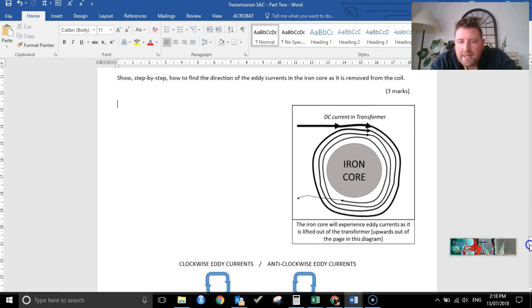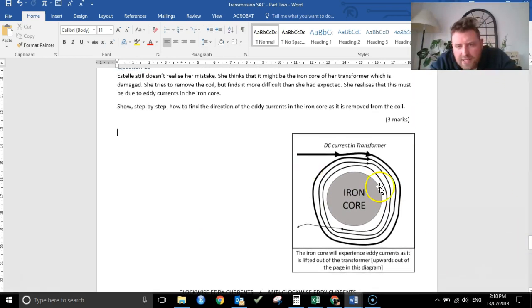Okay, so first off, we better work out what we've got here. We've got an area, and we've got a magnetic flux through it maybe, but I can't see any magnetic field lines on here. So we better work out what direction the magnetic flux is pointing. Okay, so let me do some dot points.